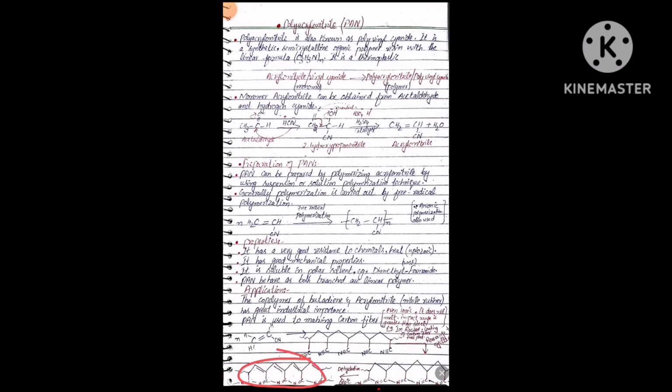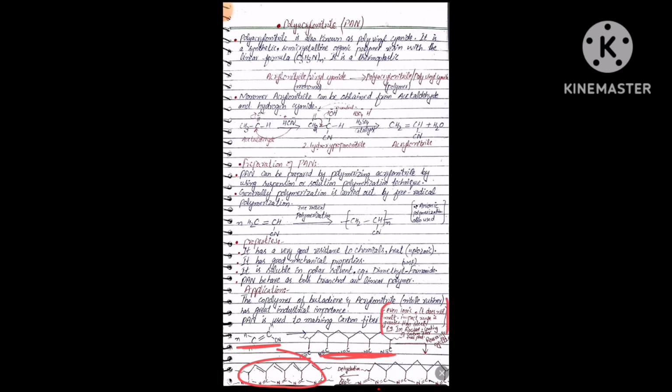And what is the precursor of this carbon fiber? The precursor of carbon fiber is polyacrylonitrile. And what is the precursor of this polymer? The precursor of polyacrylonitrile is acrylonitrile. Now students, what is the purpose of this carbon fiber? Students, it has a great important property or application. It does not melt even at 1000 degrees Celsius.